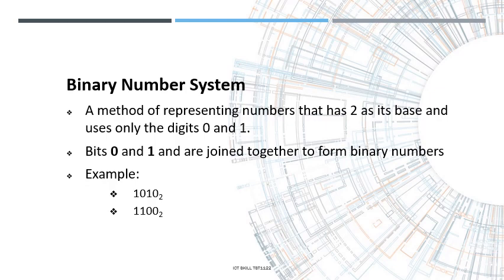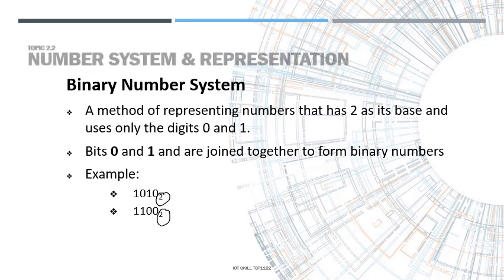Binary number system. For the binary number system, a method of representing numbers that has 2 as the base, they use only 0 and 1. For example, 101 base 2, 1010 base 2, 1100 base 2. Okay, so that is the binary number system.